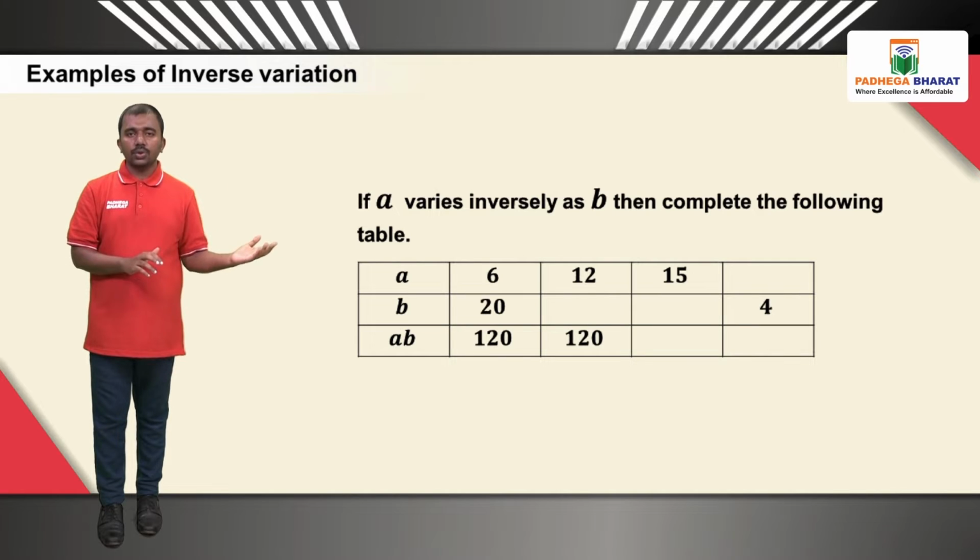And if you go to the last column, here only the B value is given. We know the AB value is 120. So what is the value of A? Yes, the value of A is 30. So that is how you have to calculate the constants.